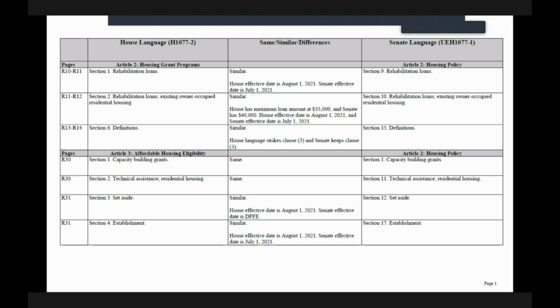This language is similar. It eliminates a limitation on rehabilitation loans for owner-occupied property that prohibits such loans from being made in excess of 110% of market value. The difference here is in the effective date. The House has an August 1st, 2021 effective date, and the Senate has July 1st, 2021. And to that point, that the two bills have different effective dates, can we have Minnesota Housing staff, I believe Brian Baumtrag is on, respond to why an August 1, 2021 effective date is preferred by program staff?